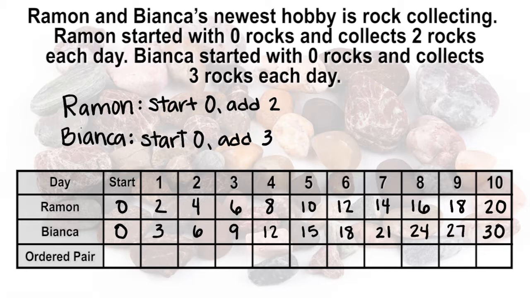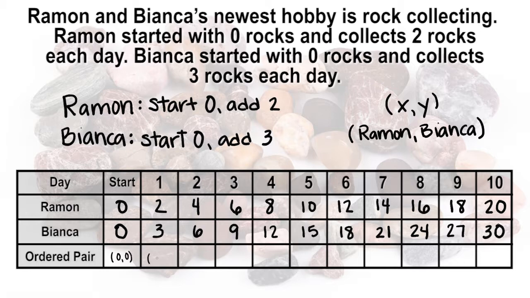The next step will be to create ordered pairs from the two patterns. Let's have Ramon be the x-coordinate and Bianca be the y-coordinate. The ordered pairs will be written as x, y, or Ramon, Bianca. The first ordered pair will be Ramon's starting number of 0, Bianca's starting number of 0 in parentheses.